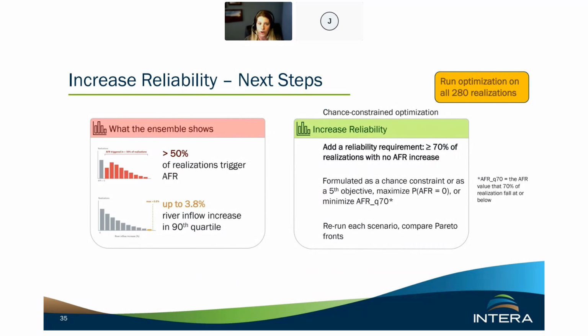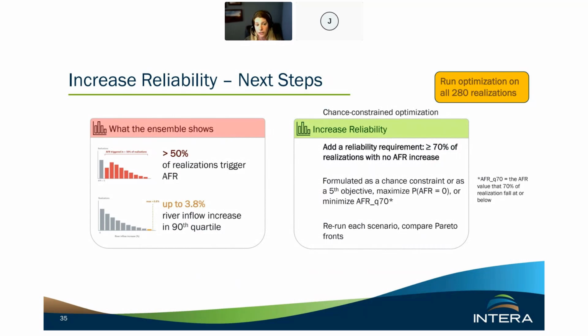So what we can do is run this optimization algorithm across the entire ensemble stack and add a reliability requirement. Say we want greater than or equal to 70% of the realizations to have no AFR triggering across that 20-year planning horizon. So that would be including it as a constraint, saying that I only want to see solutions where 70% of the ensembles show no AFR triggering.